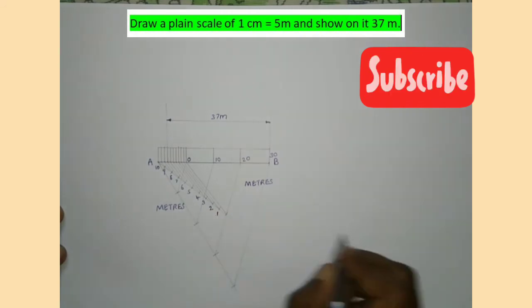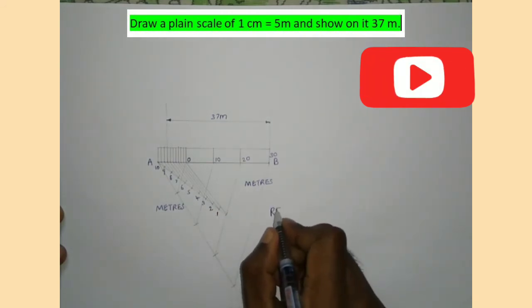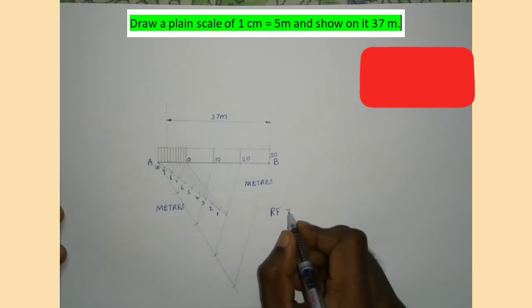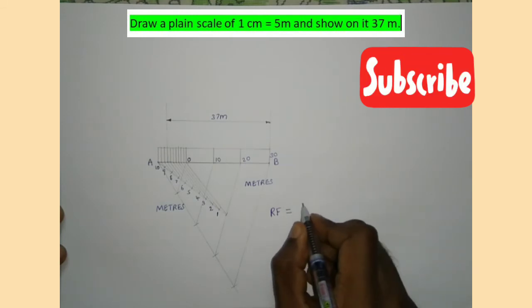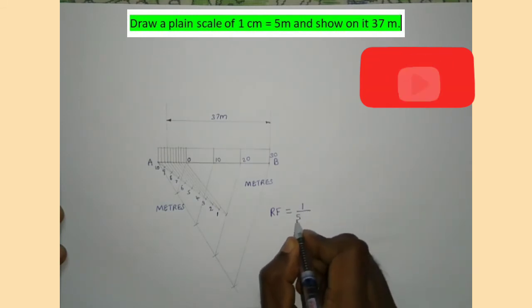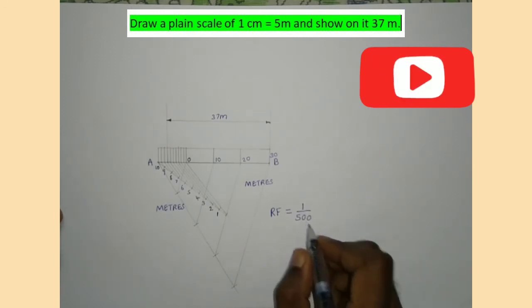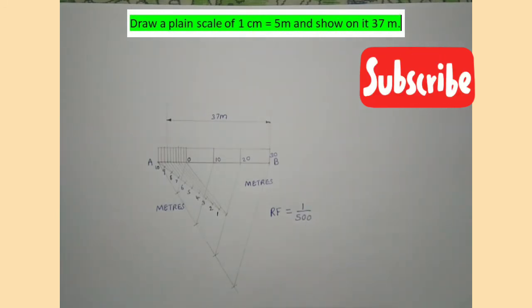And the RF is 1 by 500. Okay, our drawing is completed. We successfully marked 37 meter on the scale.